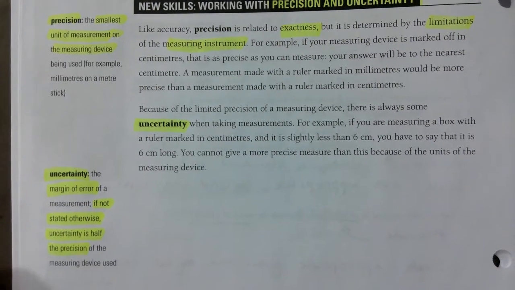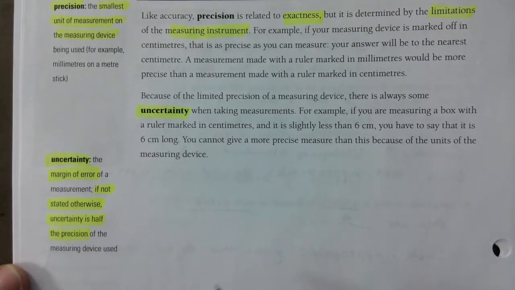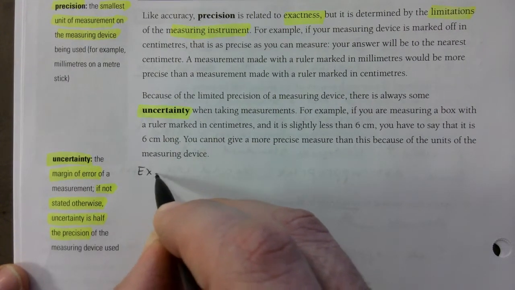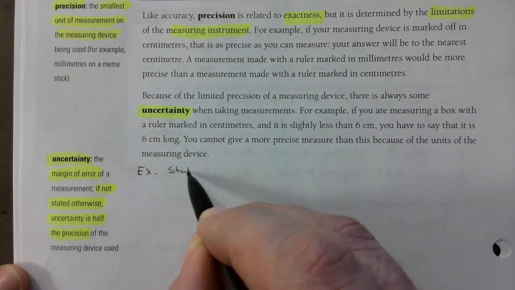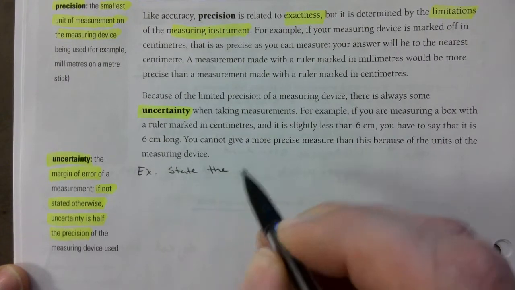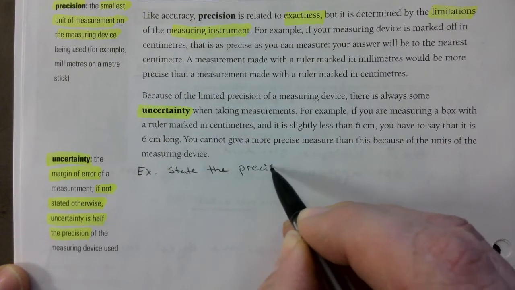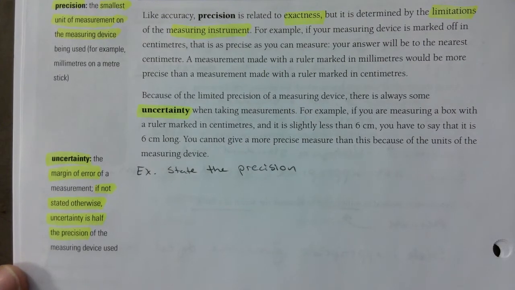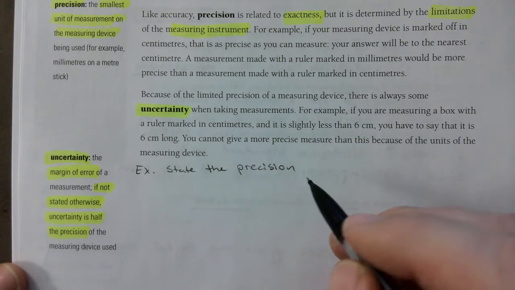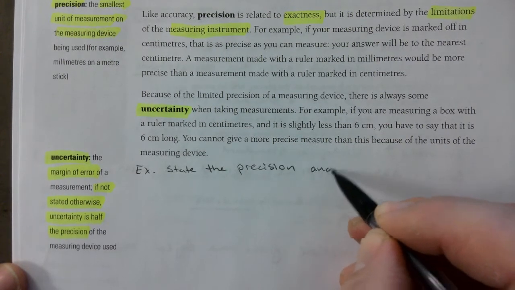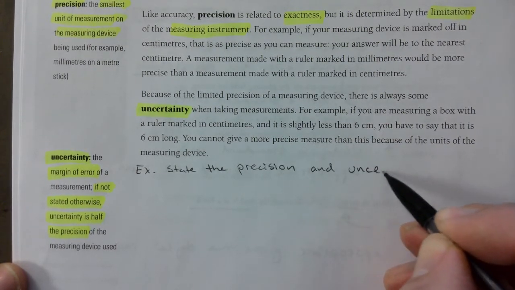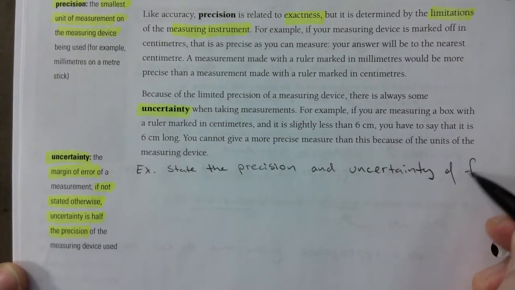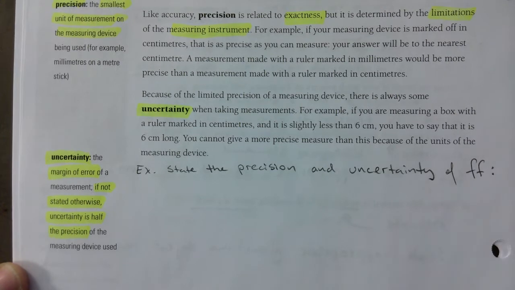Very, very important. So I'll give you some examples here. Example: state the precision. Write this down. This is important. I'm adding this to make you understand this a little better. State the precision and uncertainty of the following. Double F like this is "following."